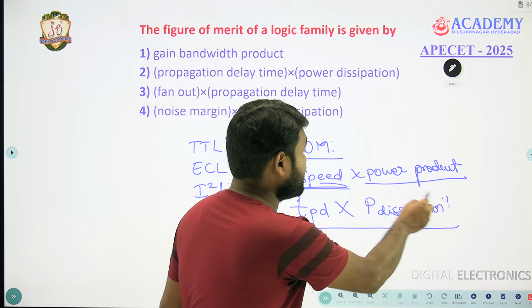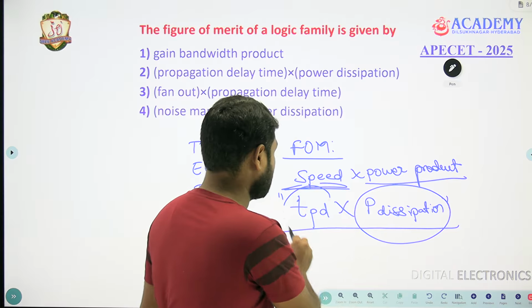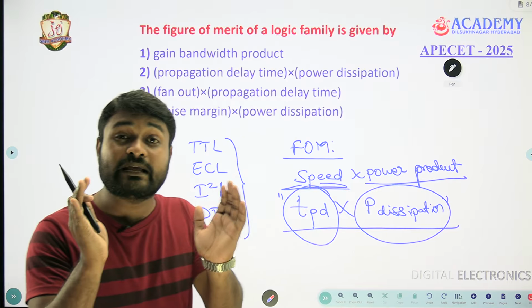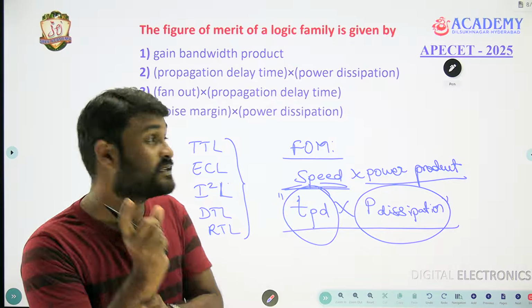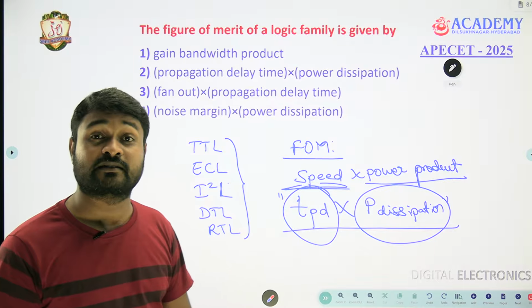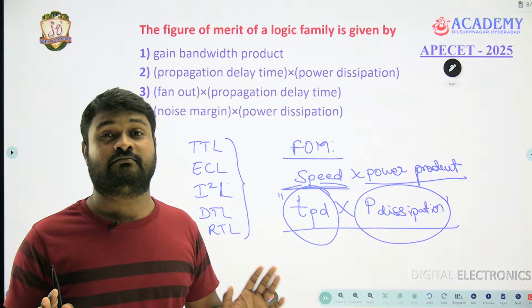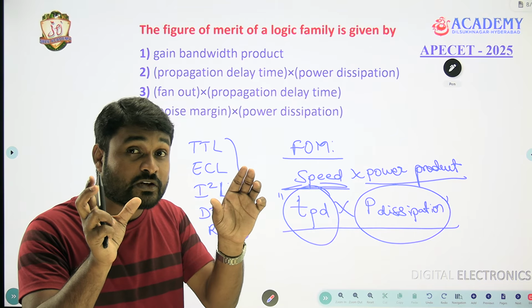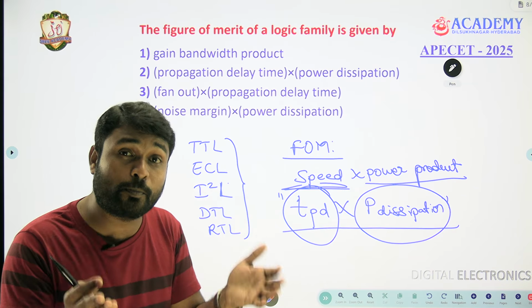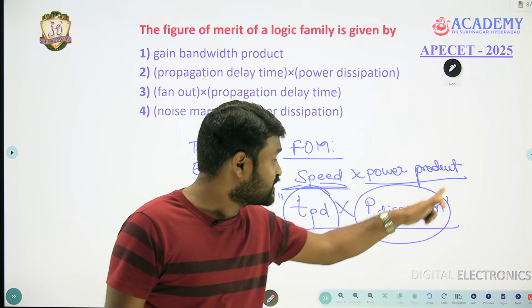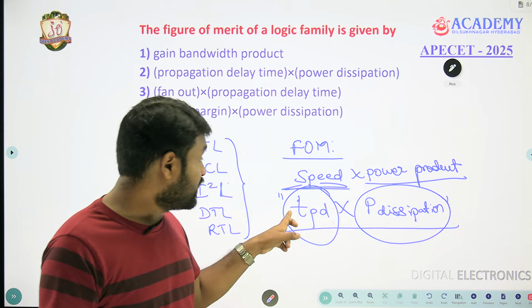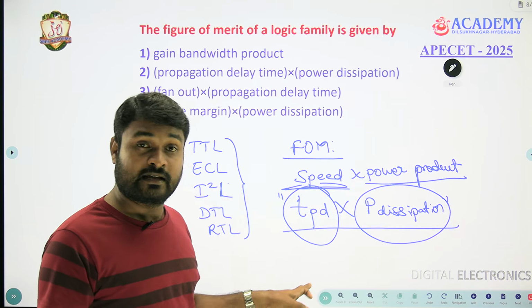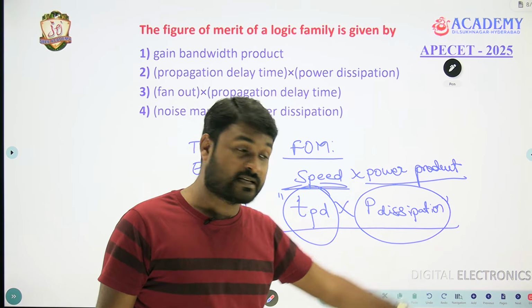This power dissipation and speed, the multiplication of that, whatever the number is coming, that only we call as figure of merit. Like that, numbers you have to take into consideration. For a proper operation, power dissipation should be less. TPD, delay should be less. This should be less, this also should be less.